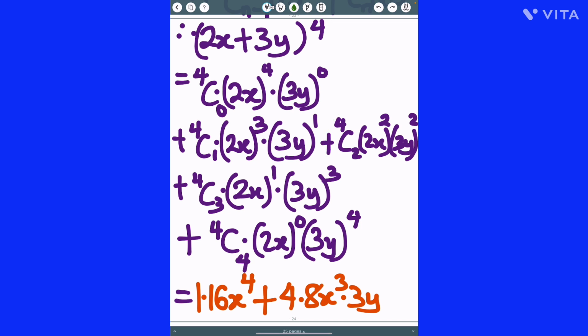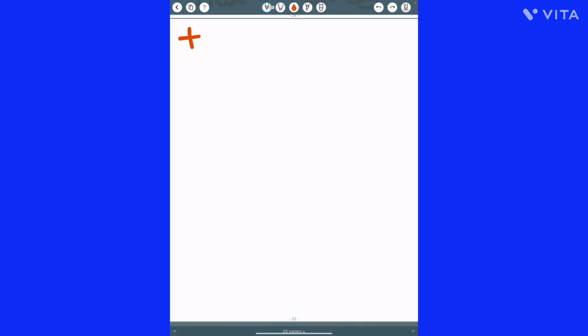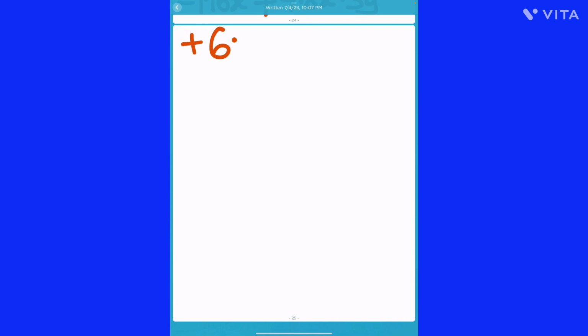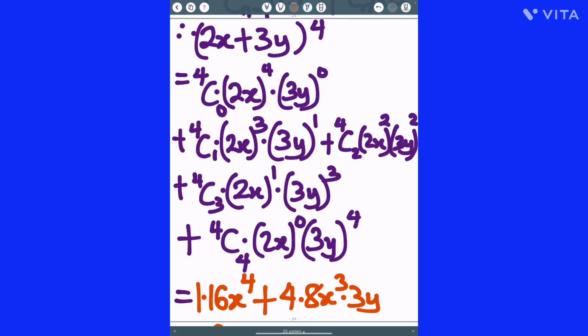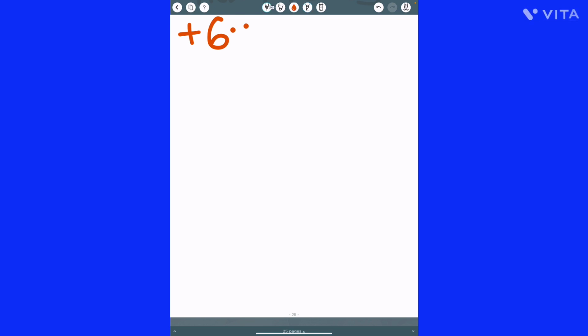So in my third term here, my coefficient is 6. So I'll go ahead and write plus 6 dot. Let me now evaluate the x. This is 2 raised to power 2, 4, x raised to power 2, x squared, that's 4x squared. Then 3 raised to power 2, 9, y raised to power 2, y squared. So that's 6 dot 4x squared dot 9y squared, plus, what's my next term?